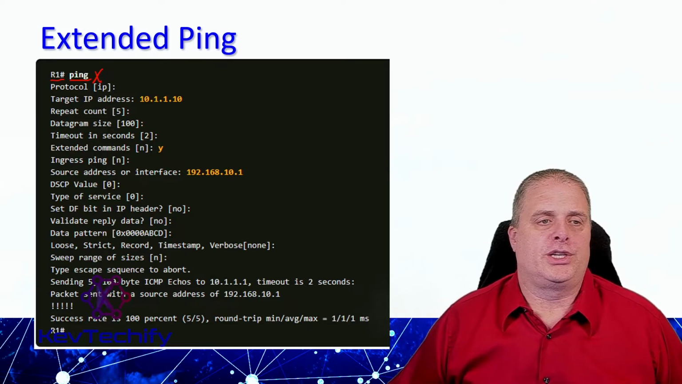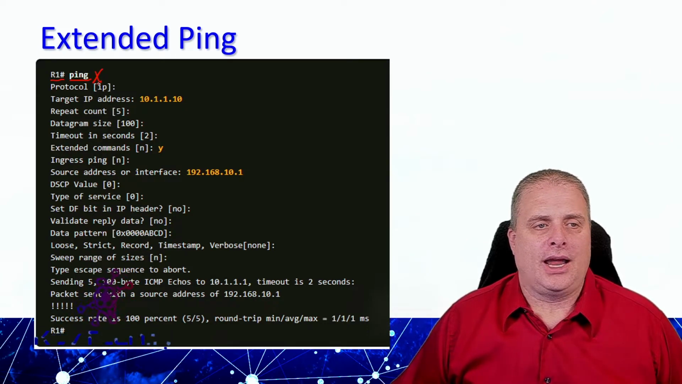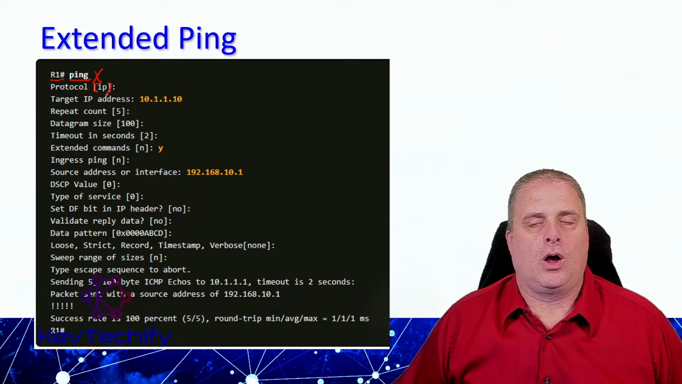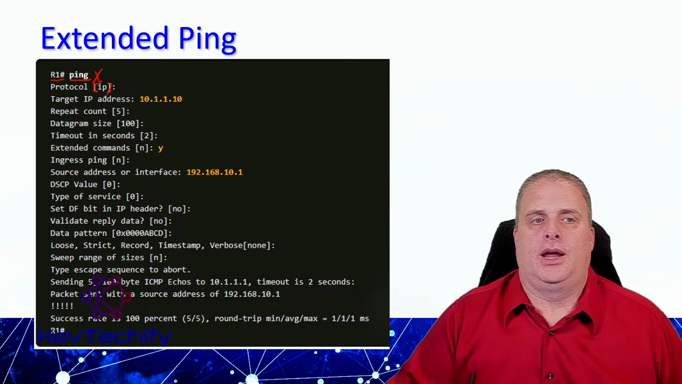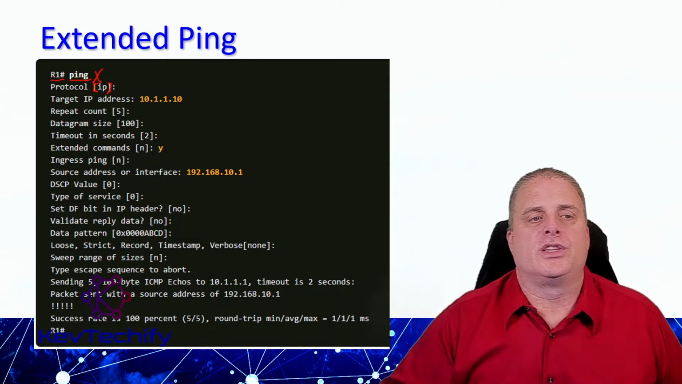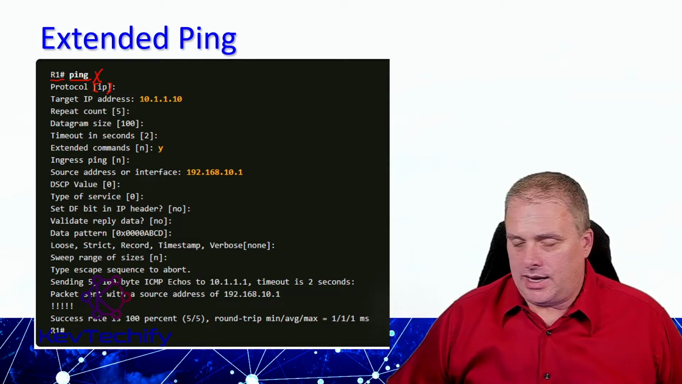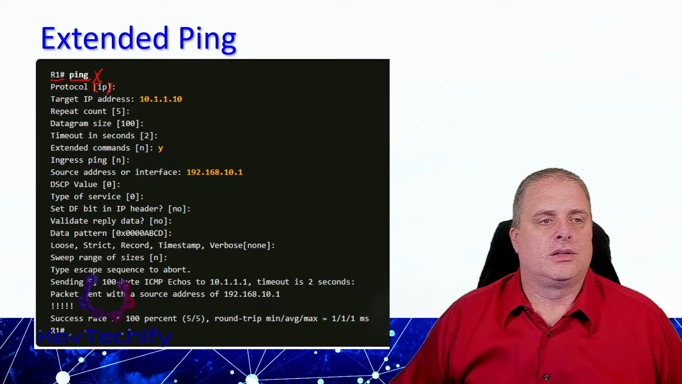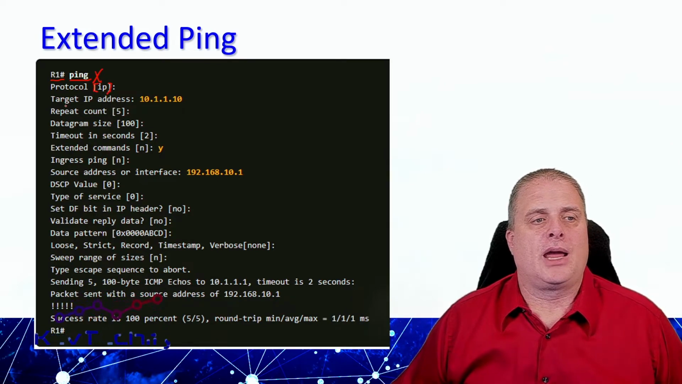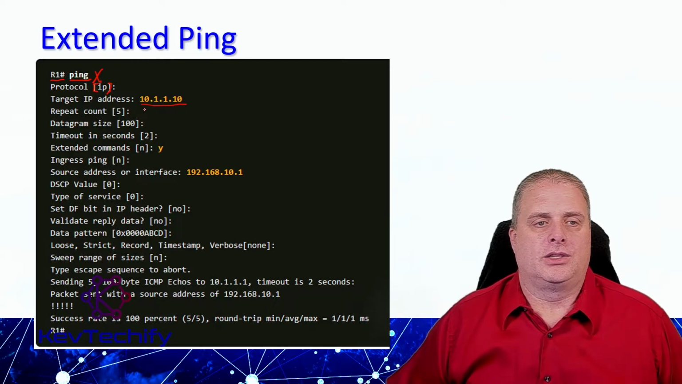As you go through these questions, if the question has an answer in the square brackets and you want that answer, all you have to do is press enter at that point in time, and it's going to use what's in the brackets. As we work through here, the first one is, yes, we wanted to use IP. The second one here, target IP address. You go ahead, you type that in. And so that's our target.